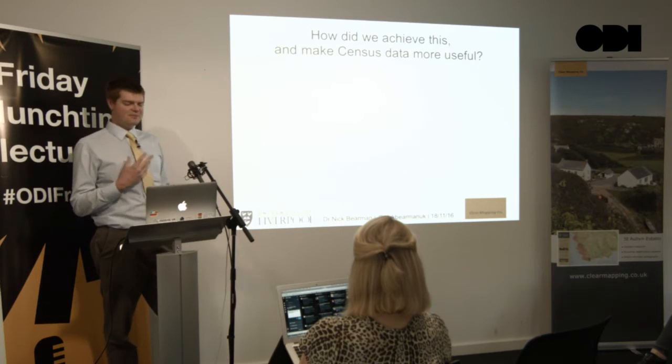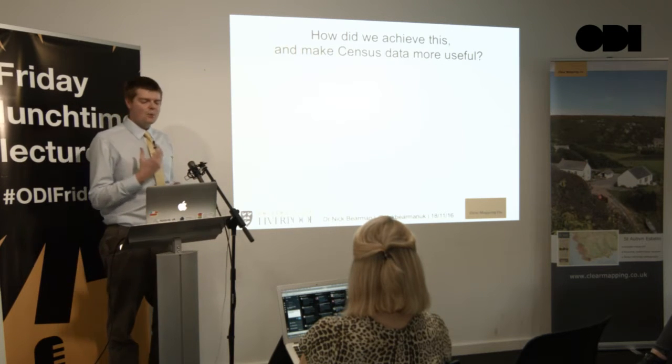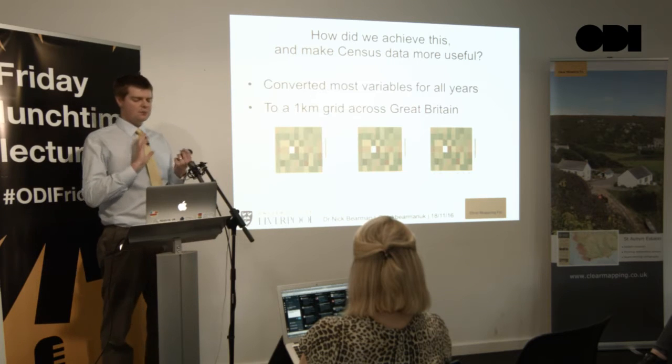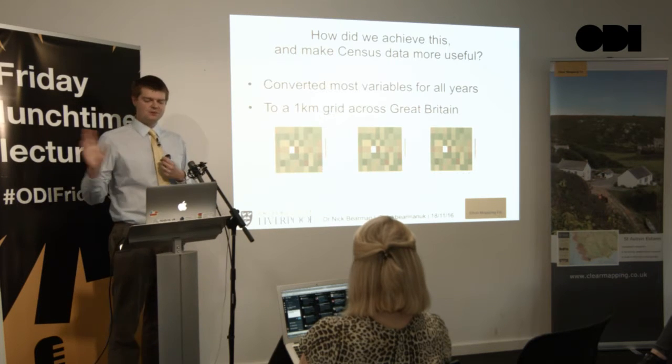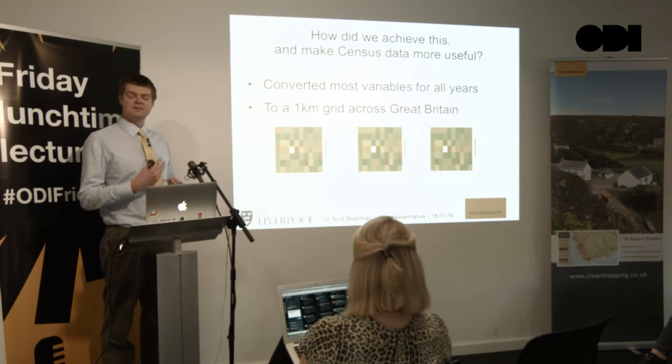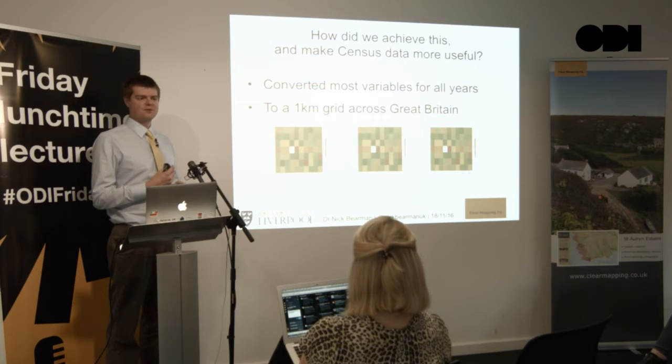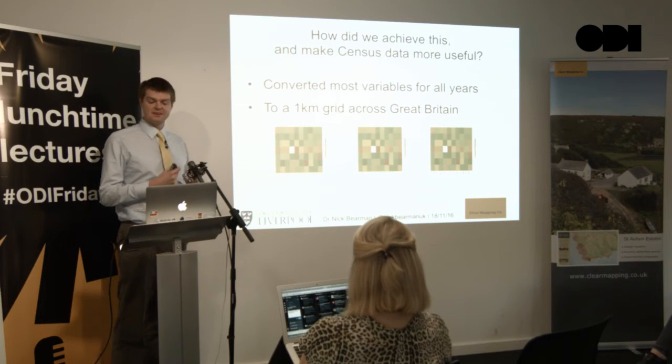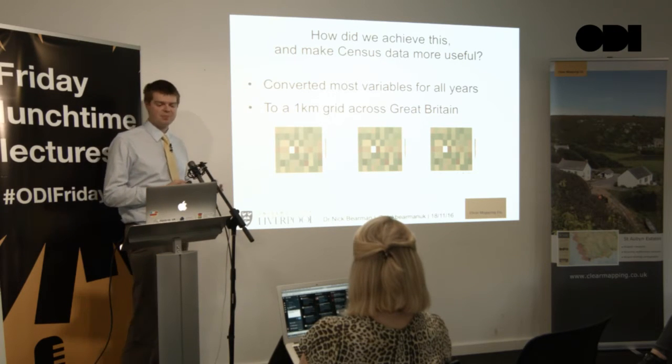Okay, so how did we go about doing this? Well, we took most of the variables for all of the years, and I'll talk a bit more about the variables later, and we converted them into a 1 kilometre grid across Great Britain. So this grid is the same over time, so it's very easy to compare changes in this grid over time. We've got plans to do a 100-metre resolution grid for urban areas, and that's still in process at the moment.